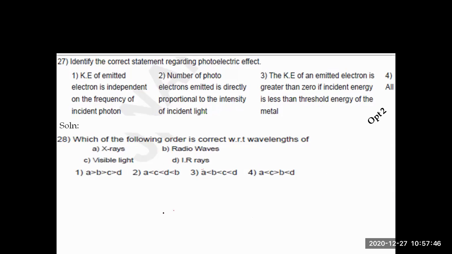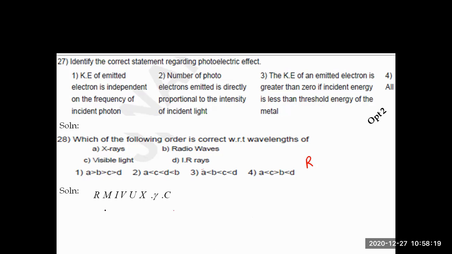28. Which of the following orders is correct with respect to wavelengths of X-ray, radio waves, visible light, IR rays? I have given you one word to remember the entire electromagnetic spectrum. Which is that word? R mu x gamma c. R mu gamma, Option 2, sir. No, this is R mu gamma c.